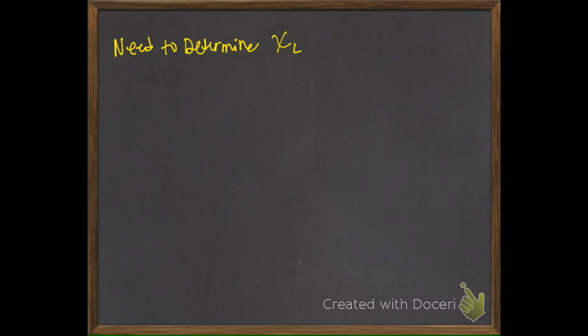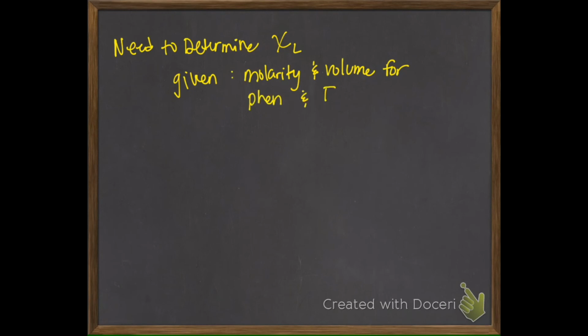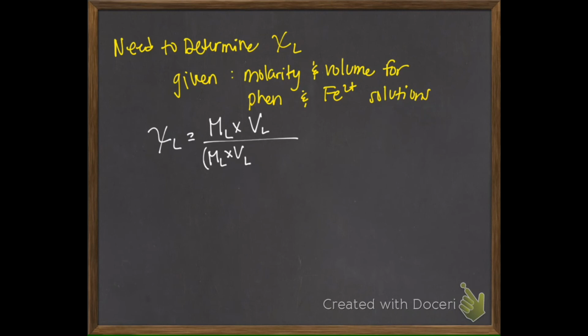So given to you is the concentration or molarity of the iron solution and the phenanthrene solution, as well as the volumes used to make the 12 different solutions that you're going to measure. So that's what's given to you. So let's think about what the concentration is and what the formula is. So mole fraction of the ligand is equal to the molarity of the ligand times the volume of the ligand to give us moles. And then we divide it by the molarity of the ligand times the volume of the ligand, plus then the molarity of the iron 2+ times the volume of the iron.